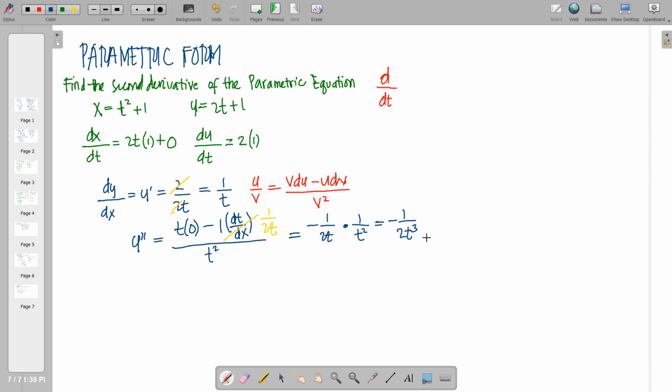So I guess you will be sharpened if you will solve parametric form, general form, and implicit form for higher derivatives.